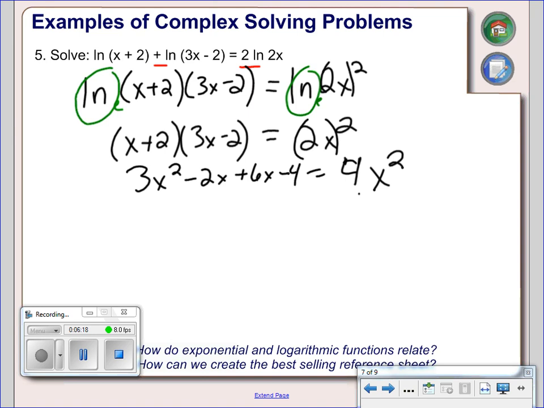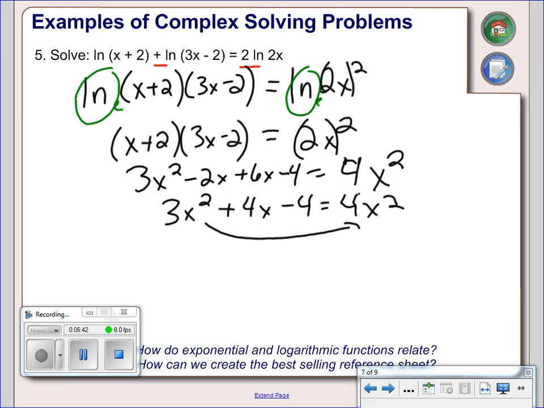Okay, now I can simplify and bring everything to one side. So 3x squared plus 4x minus 4 equals 4x squared. Now I need technically all of these things on one side, and I really like for the x squared to be positive. So I'm going to move everything to the right side because that will automatically make it positive, because 4 minus 3 is 1. If I subtract 3 from 4, it's negative, and then I've got to divide out a negative. Just try and keep things in the positive.